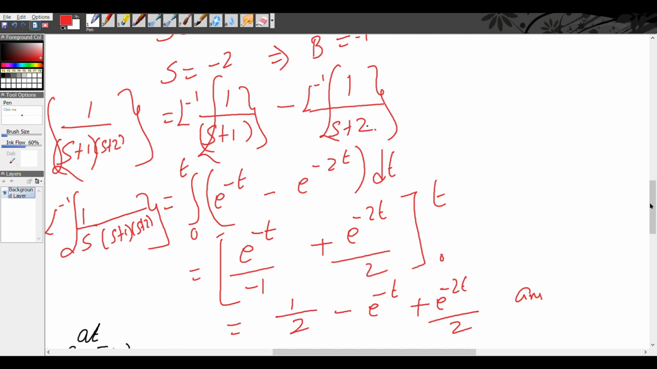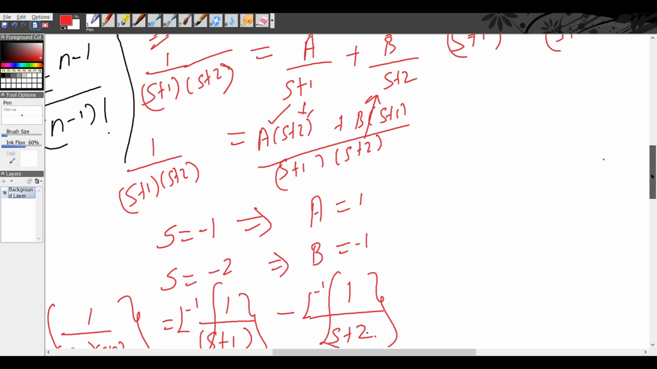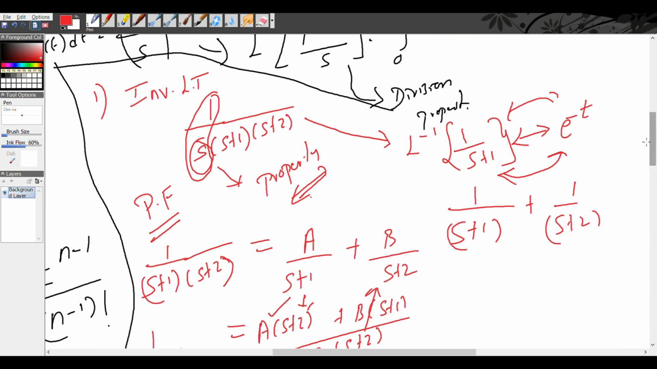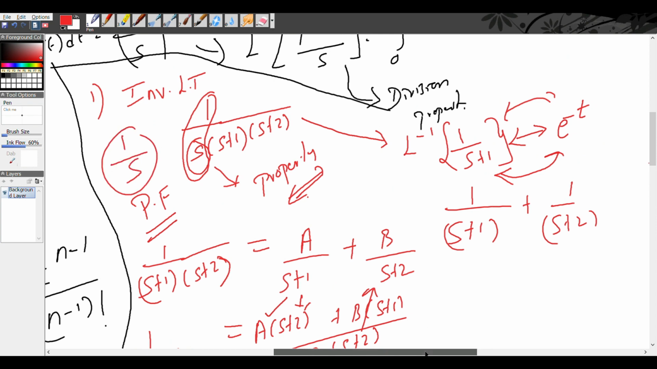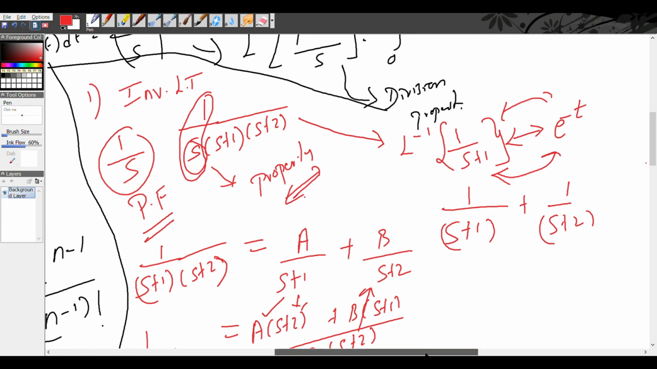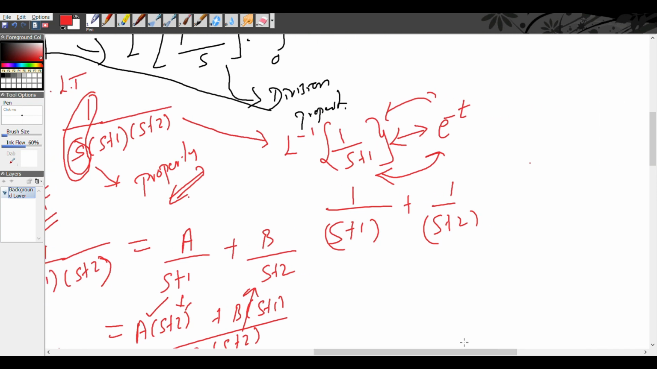It's a simple question, but this was made interesting because of the presence of this one, 1 by s. അല്ലെങ്കിൽ രണ്ട് സ്റ്റെപ്പിൽ എഴുതി പോകാമായിരുന്നു. Okay, so next one, അടുത്ത എന്ത് പ്രോബ്ലം ചെയ്യാം? Okay, one more problem will do.